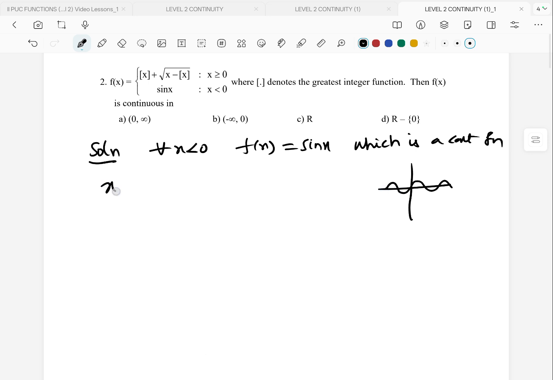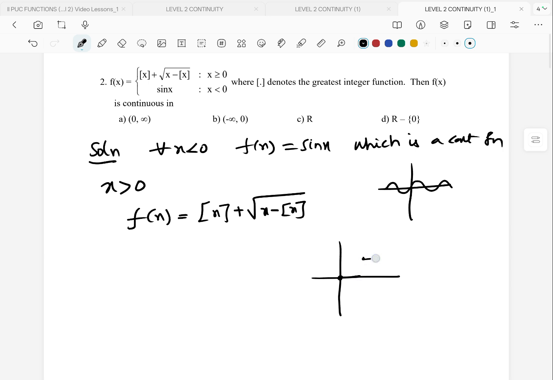Next, for all x greater than 0, if you consider f of x, how is it defined? Step x plus root of x minus step x. How is the step function graph? It is going to be like this, as you all know. And you observe that this step function is continuous at all non-integral points. So, step x is continuous at all non-integral points. x minus step x is continuous at non-integral points. Hence, root of that and also sum of it.